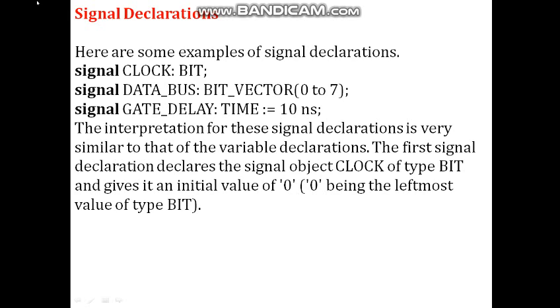The reading of this signal declaration is similar to the variable declaration. The third signal declaration declares the signal object gate_delay of type time that has an initial value of 10 nanoseconds. The fourth signal declaration declares an 8 element signal array with the initial standard logic vector value. In this way we can deal with signal declarations.